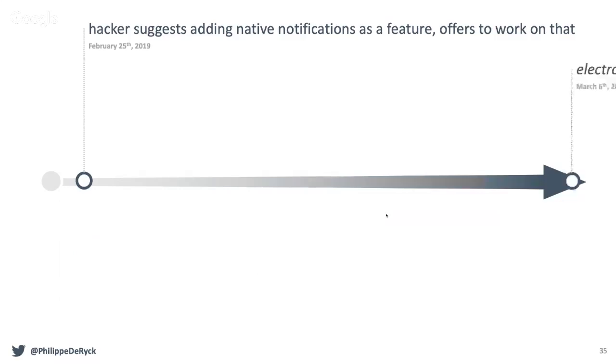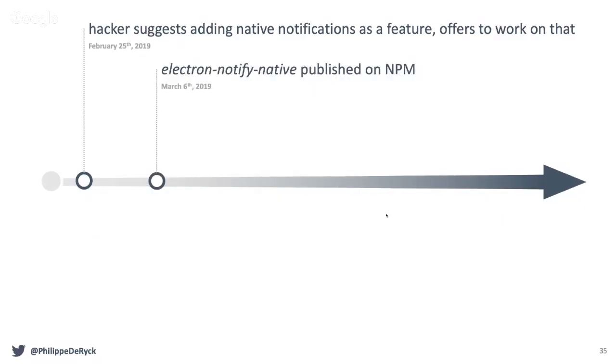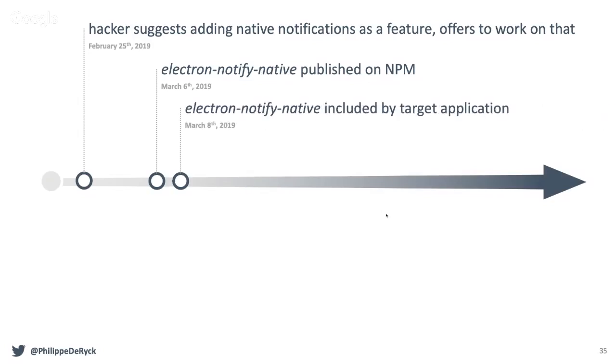And he came back a couple of days later, like a week and a half later. He published a package on NPM called Electron Notify Native that actually did exactly that. It essentially used the native OS hooks to show some notifications. Totally legit code, everybody really happy. He pushed out that pull request, and they actually integrated that into the application, March 8th. This is 2 weeks after the hacker proposed to work on that.